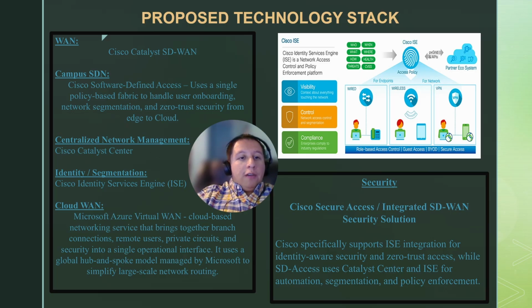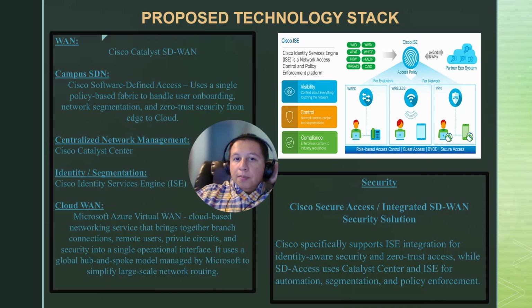For the cloud wide area network, we're going to use Microsoft Azure Virtual Wide Area Network. It's a cloud-based networking service that brings together branch connections, remote users, private circuits, and security into a single operation interface. It uses a global hub and spoke model managed by Microsoft to simplify large-scale networking routing.